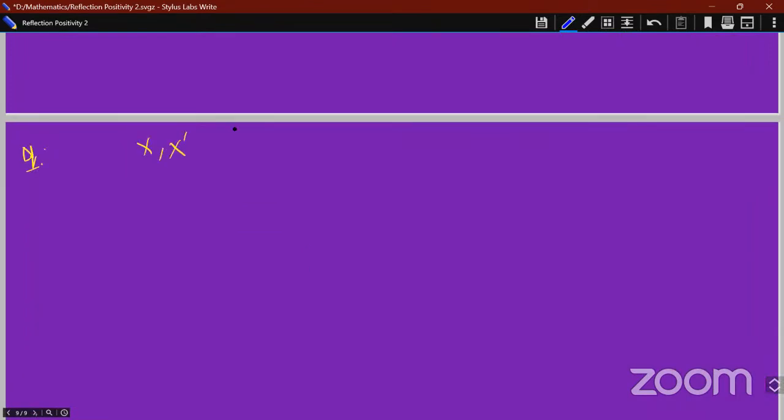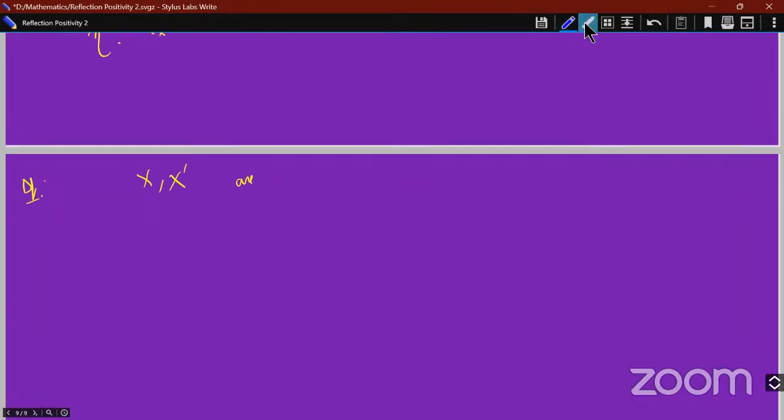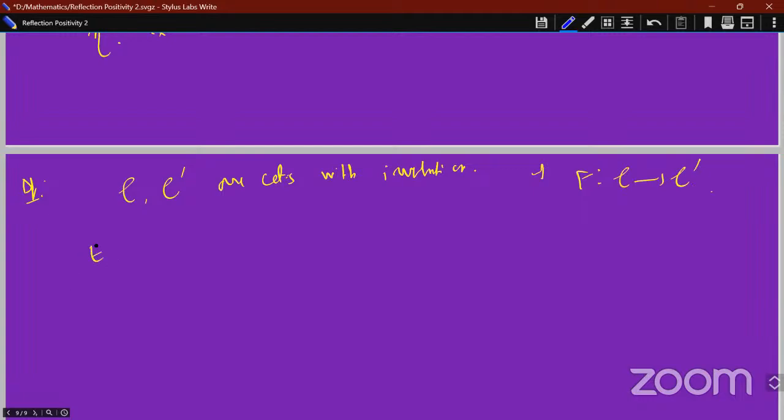So first we have two categories, C and C dash. C and C dash are categories with involution. So I just define what is the thing. We have a functor. So then equivariance data for this is an isomorphism.